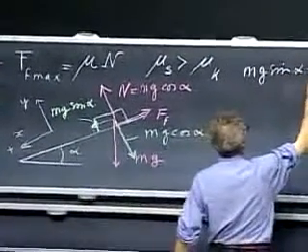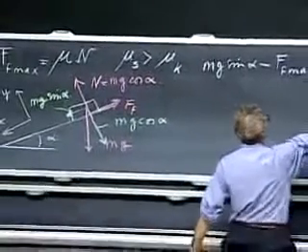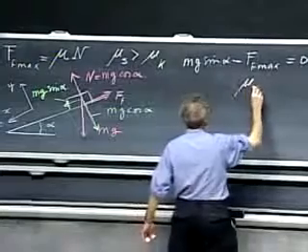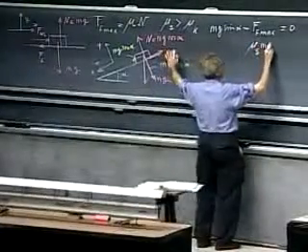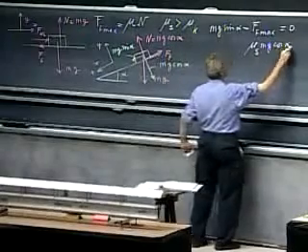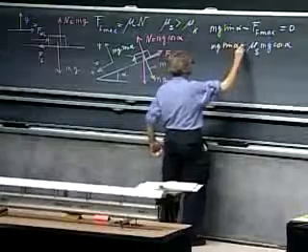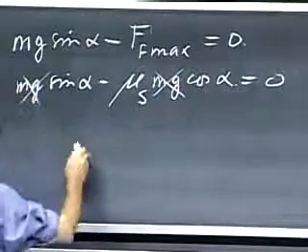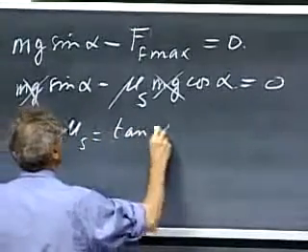So Newton's second law tells me that mg sine alpha minus f_f maximum at this point is 0. And this one is mu static times n, which is mg cosine alpha. This one is mg sine alpha. This equals 0. I lose my mg, and you see that mu of s equals the tangent of alpha.